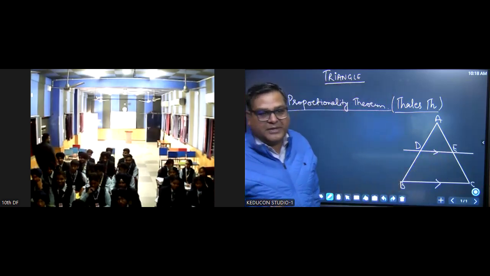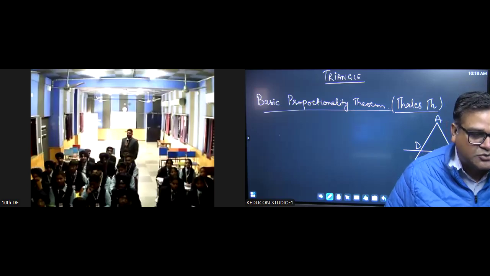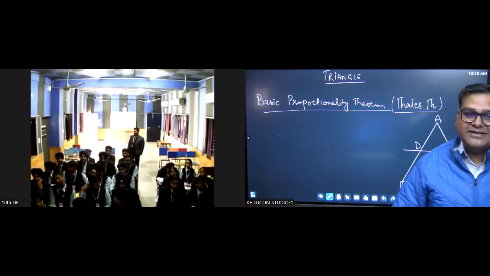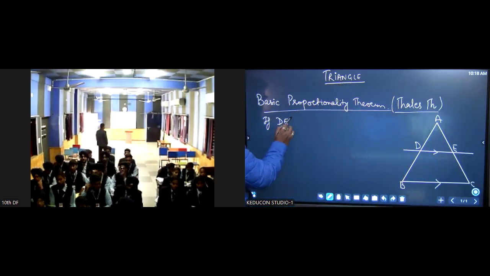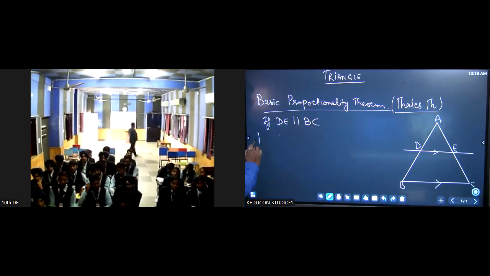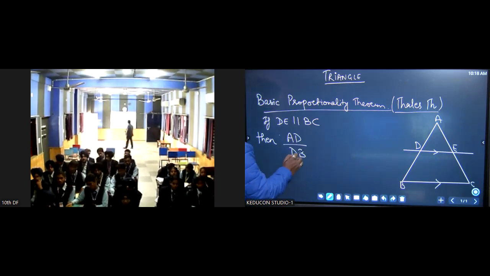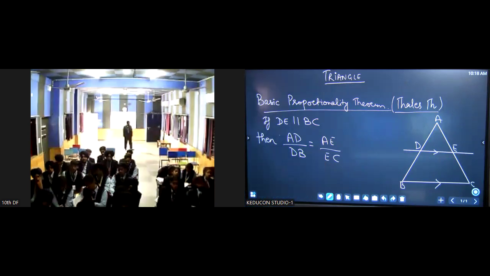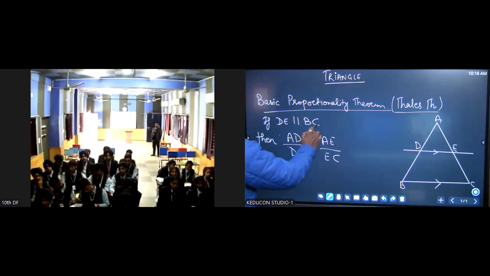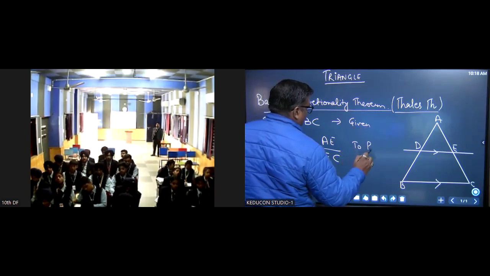Now, the statement of BPT is: a line drawn parallel to one side of a triangle divides the other two sides in the same ratio. What is the meaning of this? If DE is parallel to BC, then AD upon DB is equal to AE upon EC. This thing we have to prove. Now what is given? This thing is given. ये given हो गया students, and this thing we have to prove.